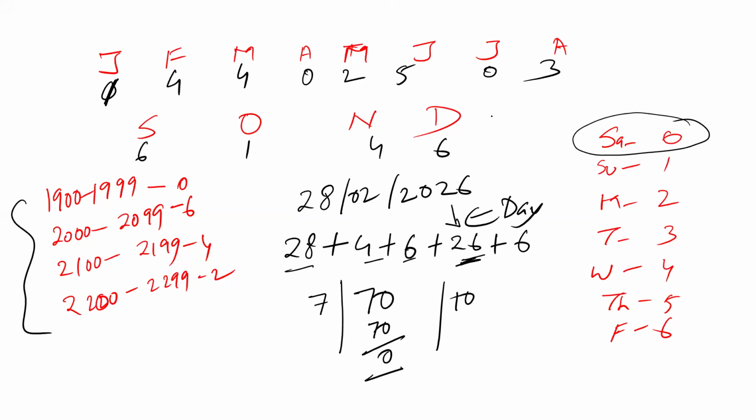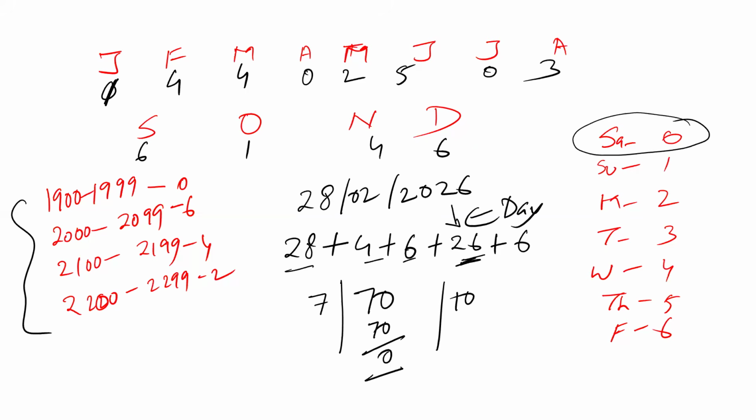From 1900 to 1999, any year code is the same, 0. If the question comes from 2000 to 2099, 6. If the question comes from 2100 to 2199, 4. 2200 to 2299, 2. That means if you remember 0642, you can solve 400 years, because each code is for 100 years.